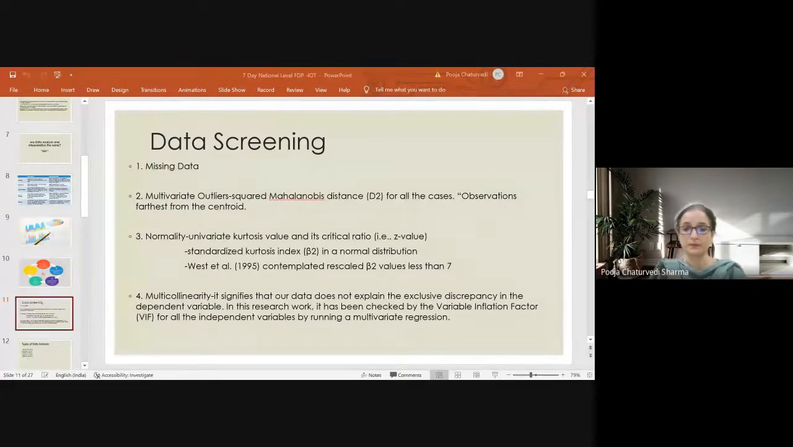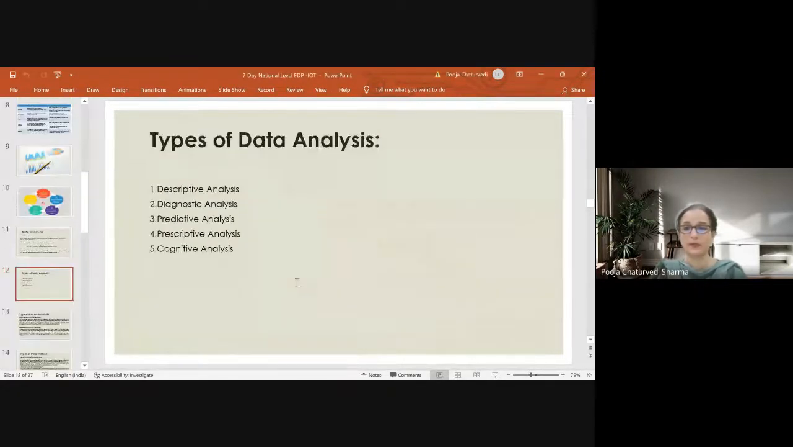Okay. So let's go back. Let's have a look on data analysis. Now, we were talking about 5 types of data analysis. So let's have a look on them one by one.